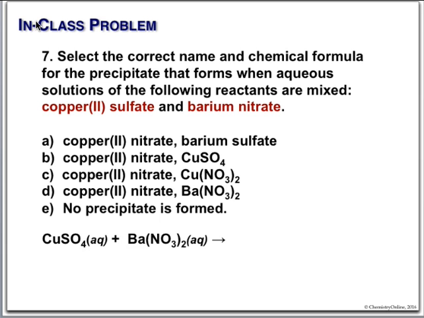If we swap these ions, the copper is going to pair with the nitrate and the barium with the sulfate. Now remember, most sulfates are soluble, except for calcium, barium, and somebody else. Barium sulfate is our precipitate. Copper 2 nitrate is what we form here. And barium sulfate is our other product.